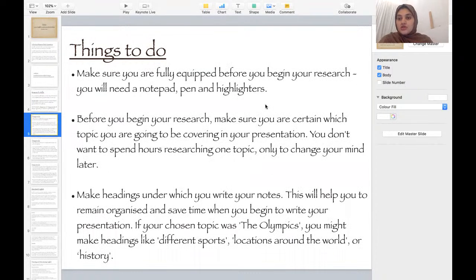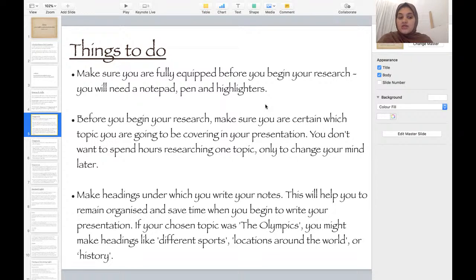Okay, so things to do. Number 1, make sure you are fully equipped before you begin your research. So it's best to have a notepad, a pen, and some highlighters ready. So before you begin your research, make sure you are certain which topic you are going to be covering in your presentation, and you don't want to spend hours researching one topic only to change your mind later, okay?